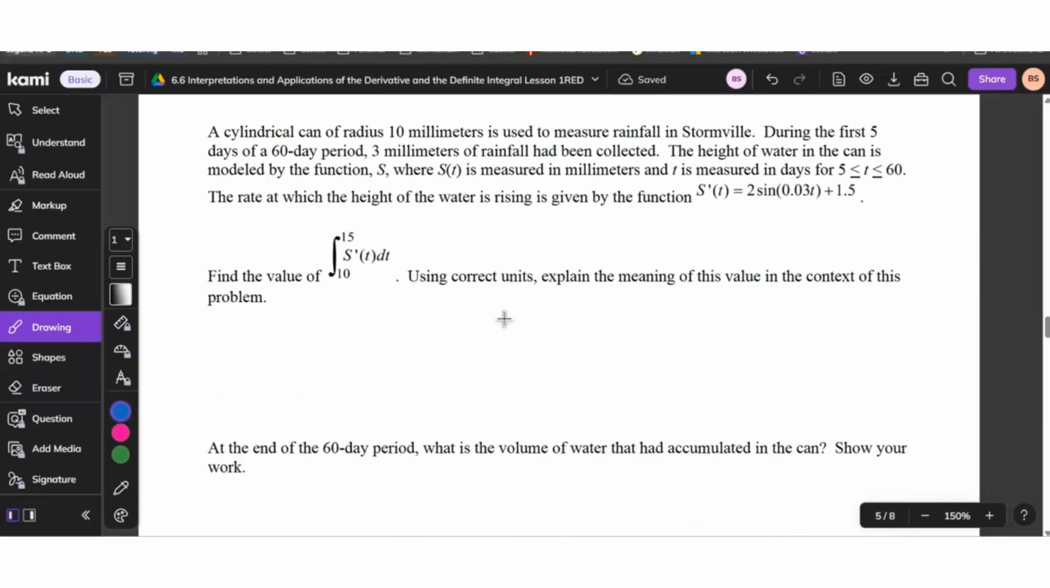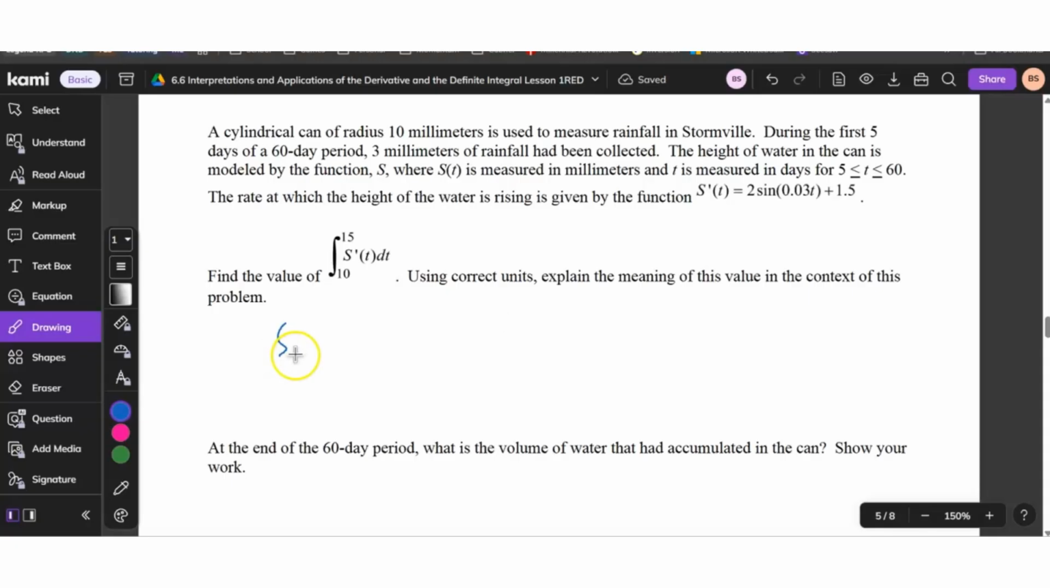A cylindrical can of radius 10 millimeters is used to measure rainfall in Stormville. During the first 5 days of a 60-day period, 3 millimeters of rainfall has been collected. The height of the water in the can is modeled by the function S, where S of t is measured in millimeters and t is measured in days. The rate at which the height of the water is rising is given by S prime of t. Find the integral from 10 to 15 of S prime of t.